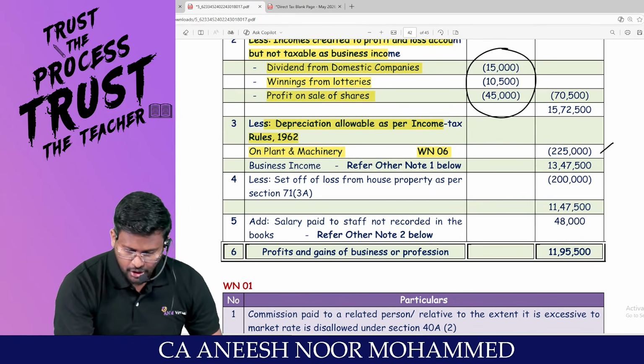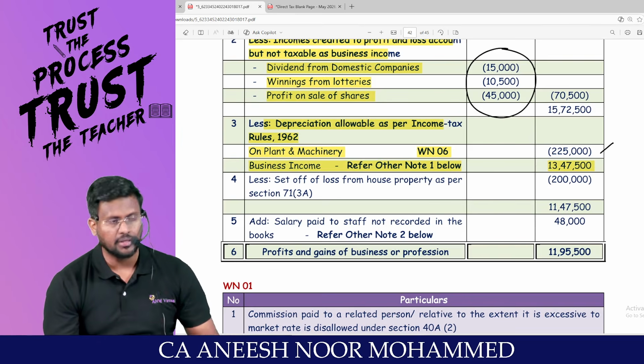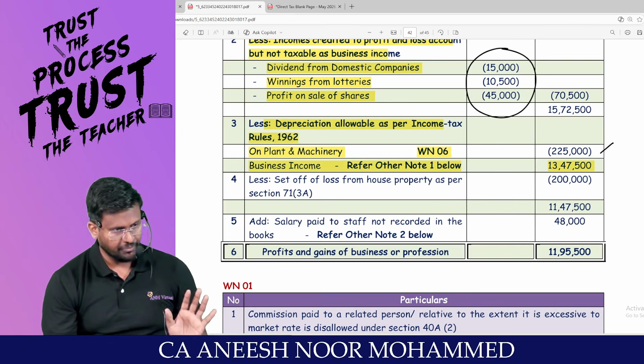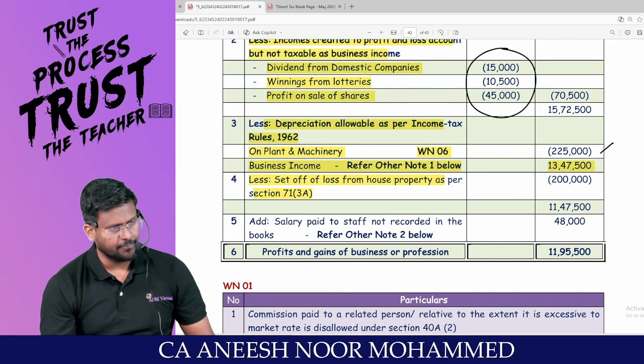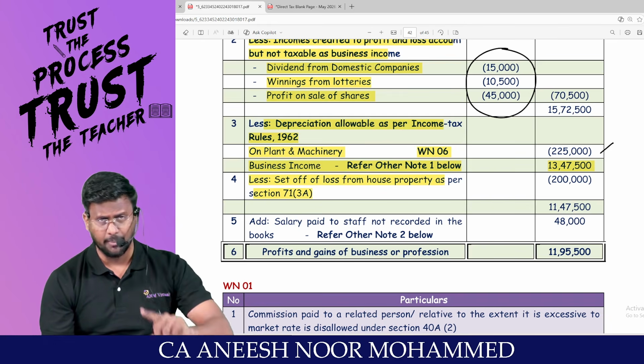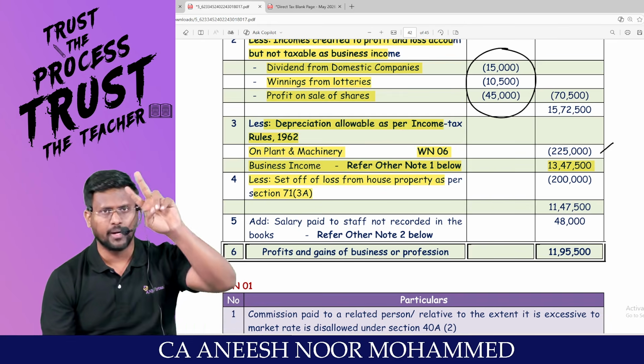Sir, in addition to that, you will be getting the business income of 13 lakh 47,500. Let's set off the loss from house property. Are you all really with me? Because loss from house property can be set off against any head of income up to an amount of.